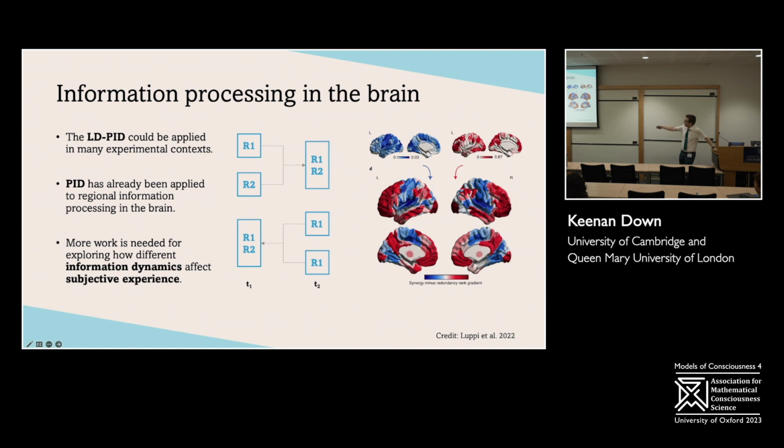So this is a paper using a slightly different version of a PID, but you can actually see that the sort of higher thought regions have these more synergistic interactions, and motor and sort of sensory regions tend to have these slightly more redundant interactions. So an actual experimental way that you can use this information.